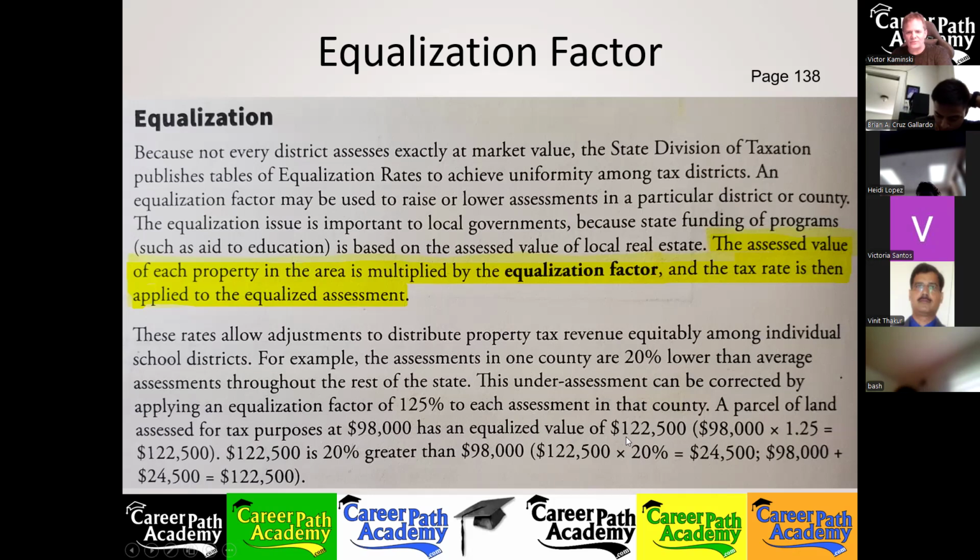So to figure out that 122.5, they basically take 98,000 times 1.25, that is 125%, which is how they came up with that $122,500 figure. So 122,500 is greater than 98,000. So then they take 122,500 times 20%, to come up with $24,500 as the tax.